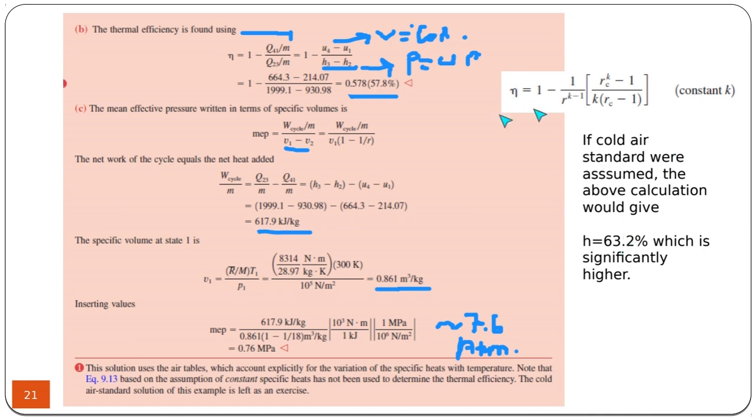Additionally, I calculated the efficiency of the system by using the cold air standard. So if you assume that we can use cold air standard, then the efficiency of a diesel engine under the assumption of cold air standard, you use this equation, and this equation is going to give you an efficiency of 63%, and you can see that it's much higher than the efficiency of air standard. So this is much more realistic than that.